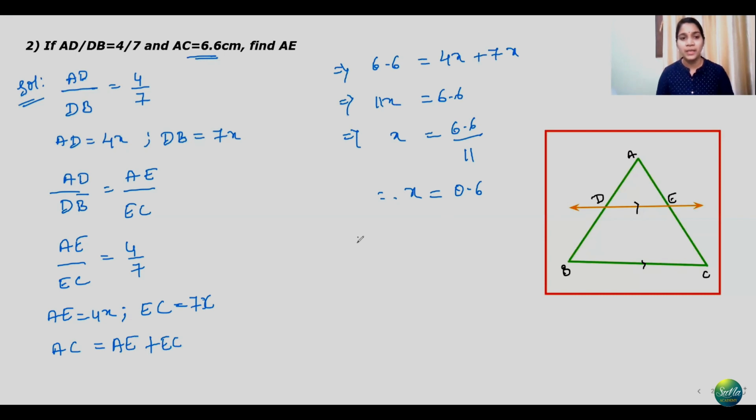So from here, AE value is equal to 4x. So now here AE is equal to 4x. So therefore 4 into 0.6 gives me 2.4. So I got the AE value is equal to 2.4 centimeters.